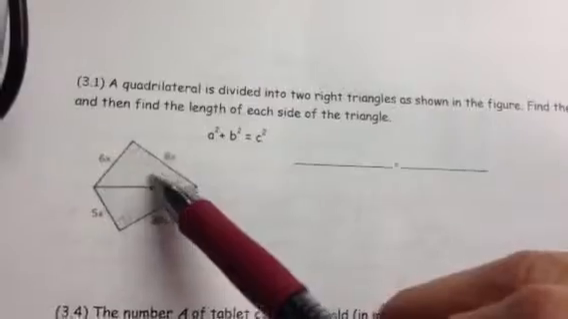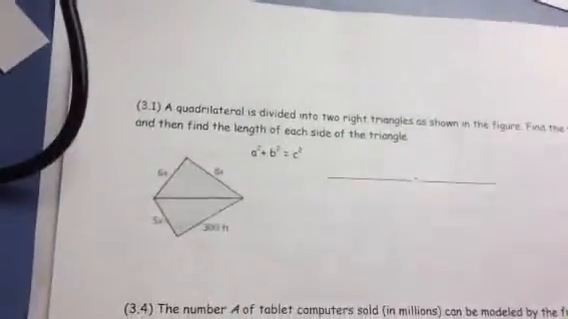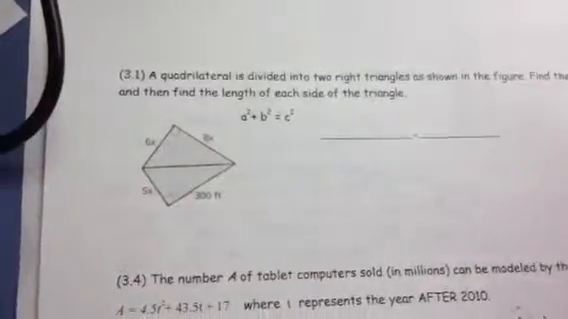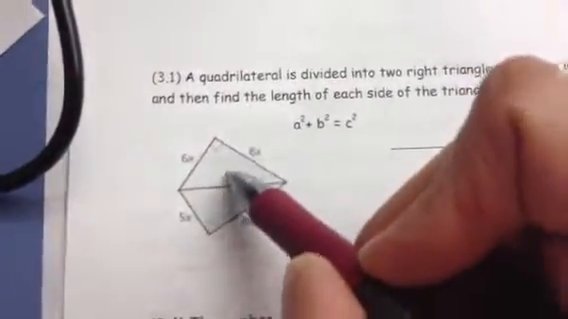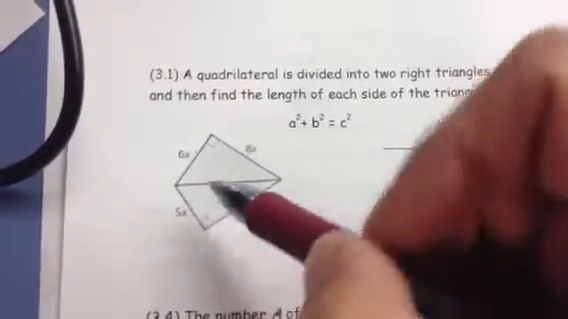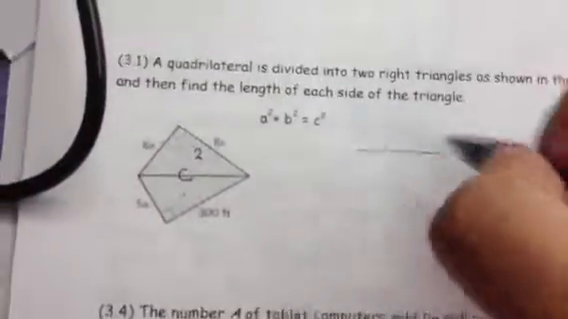All right, let's go to the other side. So on the other side, a quadrilateral is divided into 2 right triangles and is shown in the figure. And what I need to do is find the value of x, and then find the length of each side. So the idea is I have 2 right triangles. So I have Pythagorean theorem for this triangle and Pythagorean theorem for this triangle. And their c squared is actually going to be the same between the two. So that's what this means.